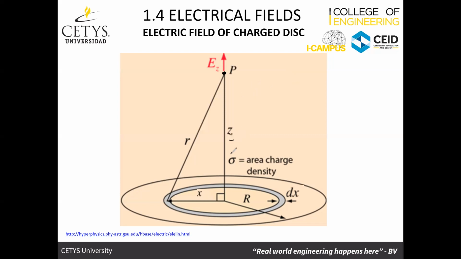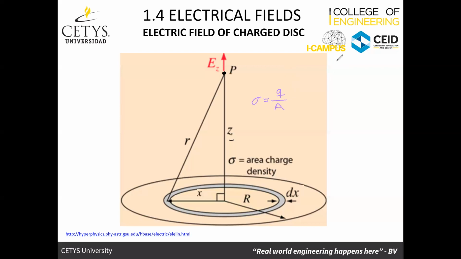So now we are going to have another constant that's called the area charge density that we're going to represent as sigma. And what does sigma represent? Well, sigma is going to represent the total charge divided by the total superficial area. And that's going to be an important value that we're going to be working with.